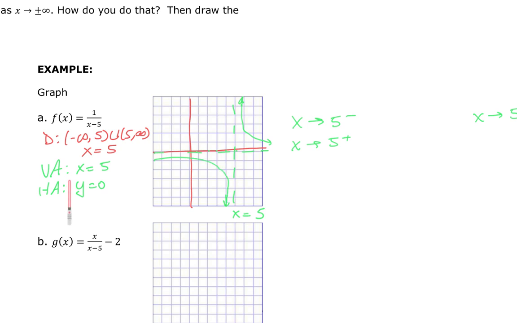Because our horizontal asymptote is 0, as x goes to negative infinity, my function is approaching 0, and I'm actually approaching 0 from below. As x approaches positive infinity, my function, because it's approaching the horizontal asymptote, is approaching 0 from the top. So there's all of my arrow notation, and here's my graph.